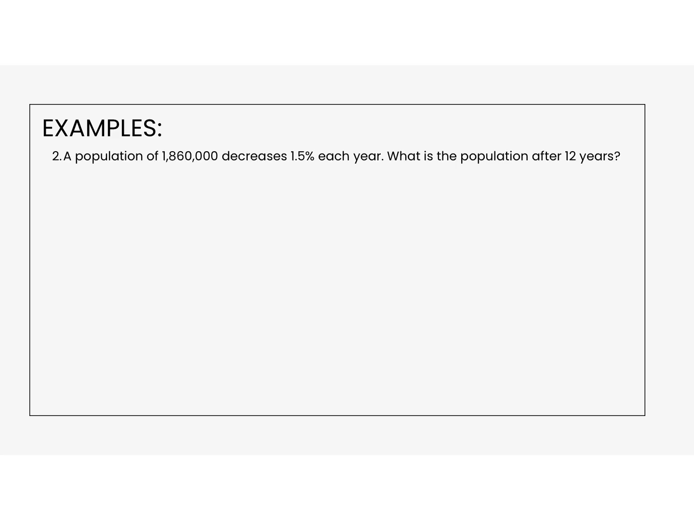Okay, number 2, a population of 1,860,000 decreases 1.5% each year. What is the population after 12 years? So again, some key words here. The 1.86 million decreases 1.5%. And then what is the population after 12 years? So first of all, we know that that's going to be decay because we're decreasing. So I'm going to use my decay model.